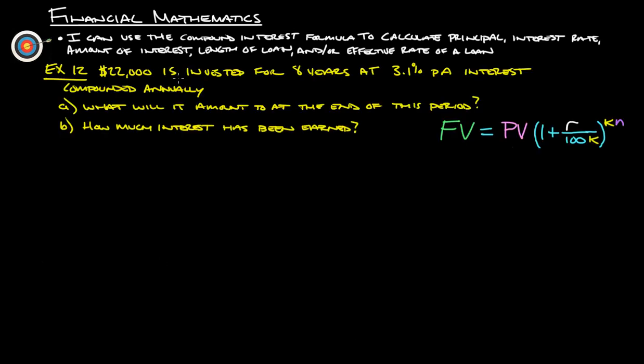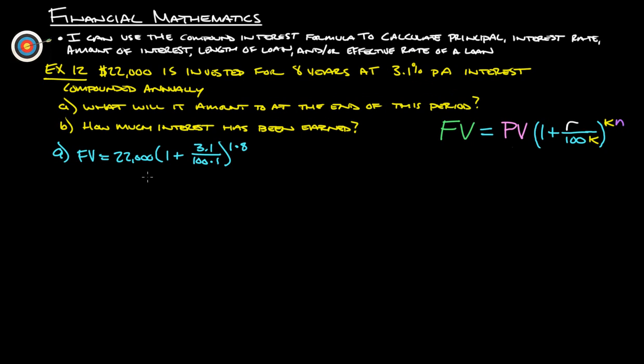Example 12. $22,000 is invested for 8 years at 3.1% PA. That stands for per annum, or annually, annual interest compounded annually. So what will it amount to at the end of this period? We're going to use our formula and solve for FV. The present value, the original amount, is $22,000. Then 1 plus our rate, 3.1, divided by 100 to turn it into the decimal, and also multiplied by the number of compounding periods per year. Since it's compounded annually, this k is just a 1, and this other k is also a 1. And then we want to know for 8 years, so times 8.